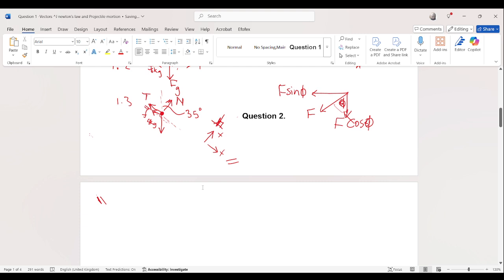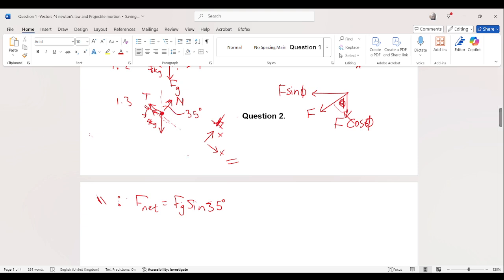So we will have the following. We will have F net. This is Newton's second law, by the way. F net equals Fg sine of 35. Why is it sine of 35?